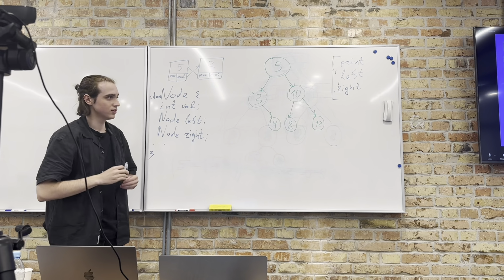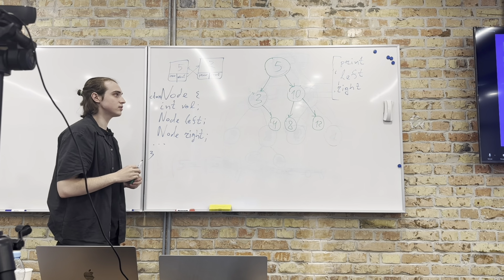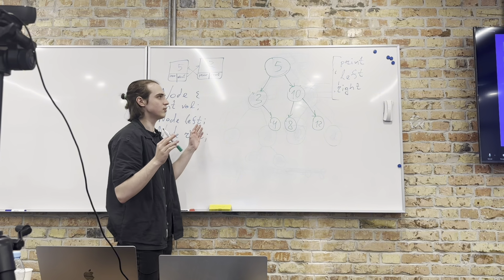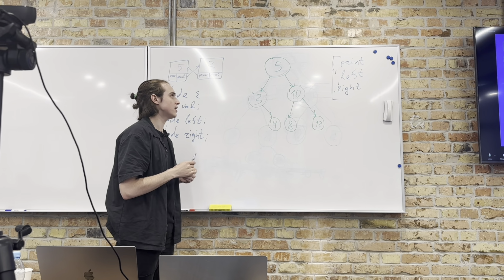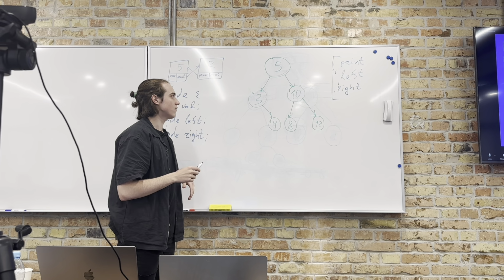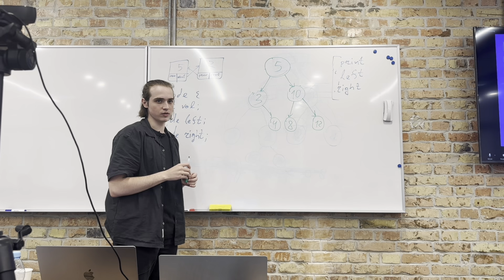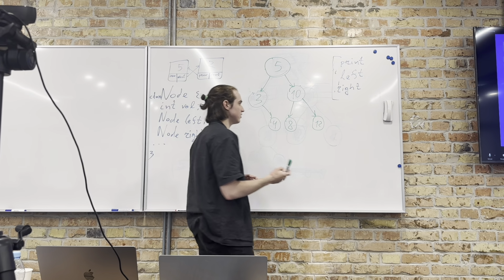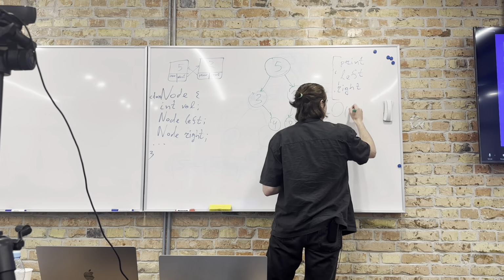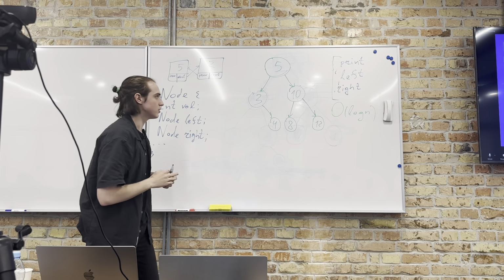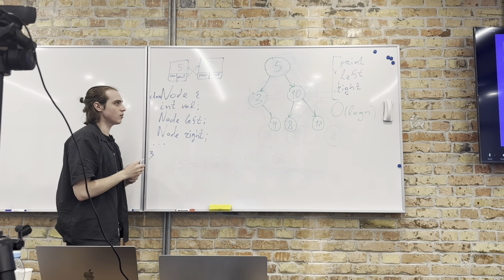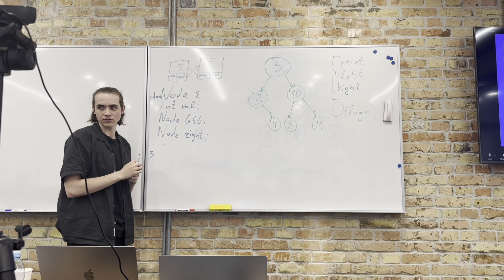Binary search trees are great because they help us insert, delete, and find elements very quickly, with big O of log n. It's like binary search in an array.